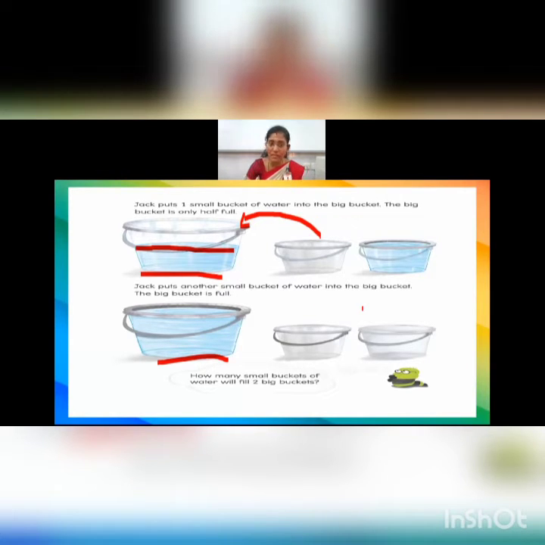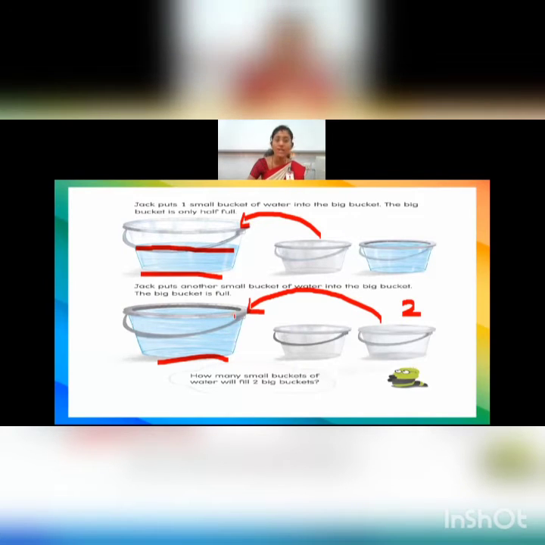How? Because Jack puts another small bucket of water into the big bucket. So the capacity of the big bucket is 2 small buckets, isn't it? So how many small buckets can fill up big buckets? 2, exactly. So 2 small buckets fill one big bucket.